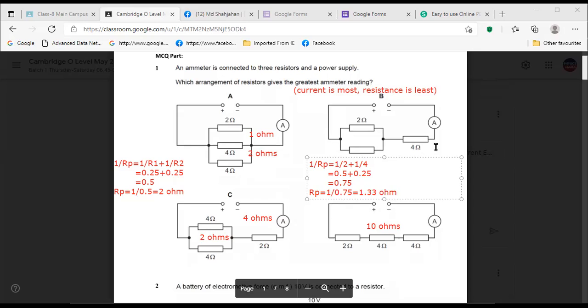Then your RS, what will be RS? RS will be 4 ohm plus 1.33, right? Then 5.33. It will be 5.33. So where we are getting least resistance, where? A. That will be greatest ammeter reading. Got it?